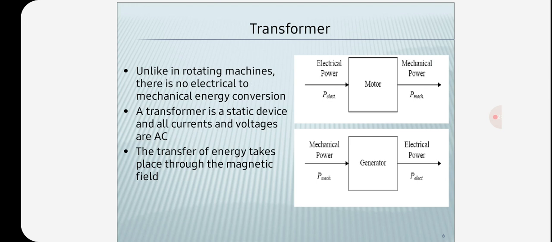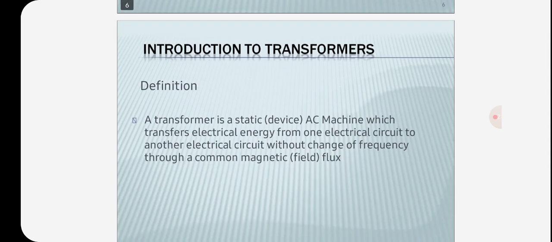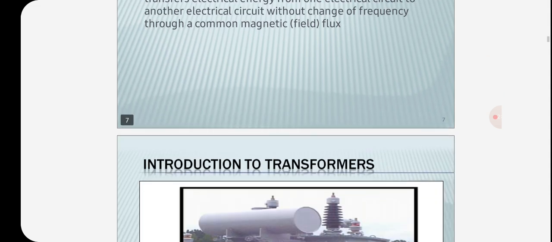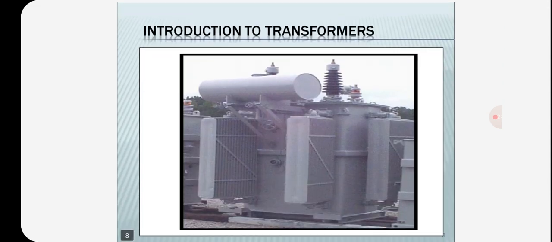So in a transformer there are no moving parts. It is a fixed, static device. The transfer of energy takes place through the magnetic field only. This is the definition, and this is the diagram for the transformer. Here are a few reasons for the popularity of transformers.